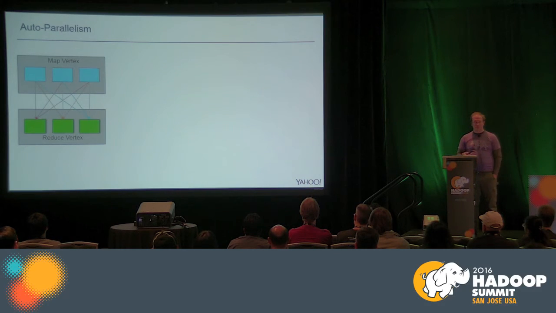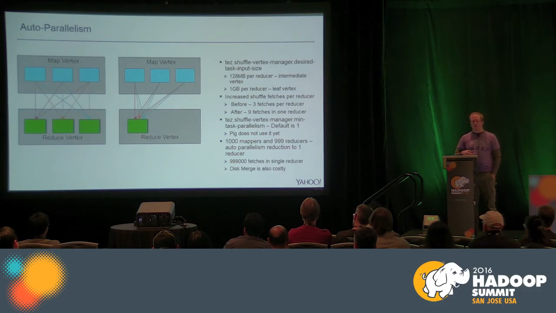So auto-parallelism is a feature that only exists in Tez. In essence, it changes the number of reducers to right-size the data by shrinking that number. Here's the classic MapReduce algorithm: 3 maps, 3 reducers, and 9 shuffles. In Tez, if we auto-reduce those 3 reducers down to 1 based on the input size, you have to send 9 messages to that one lone reducer to tell it about the 9 fetches it gets.